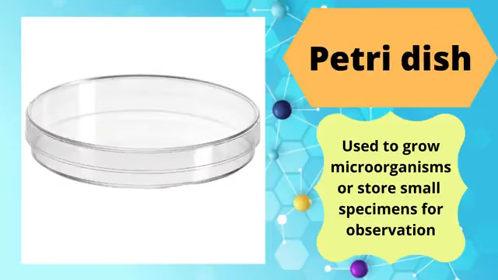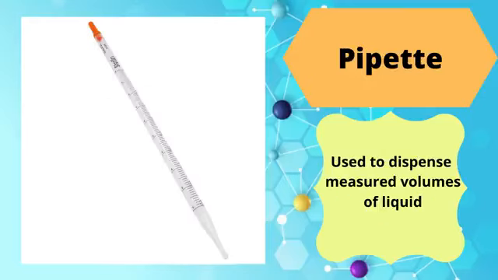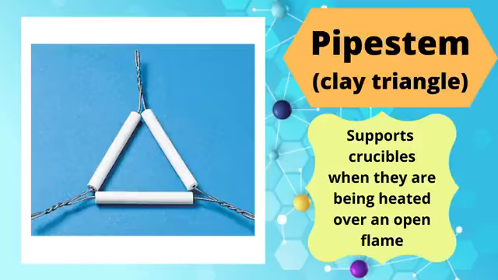Petri dish, it is used to grow microorganisms or store small specimens for observation. Pipette, used to dispense measured volumes of liquid. Pipe stem triangle, also known as a clay triangle, supports crucibles when they are being heated over an open flame.